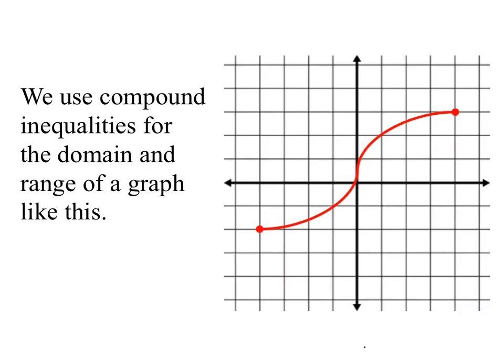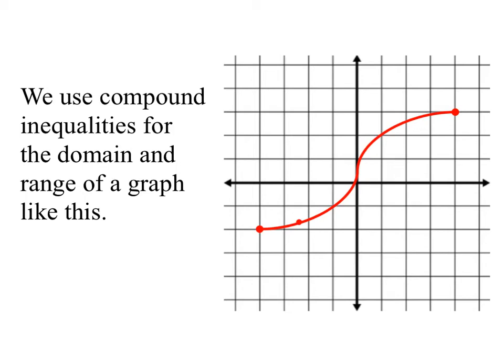Do you see the difference between this graph and what we just had? What we just had is called a discrete graph, which is just basically points on a graph. This is called a continuous graph because it goes through basically an infinite amount of points from the first dot you see there on the left to the last dot you see on the right. So for this, we use compound inequalities for the domain and the range. So let me dig a little bit deeper into this whole continuous graph.